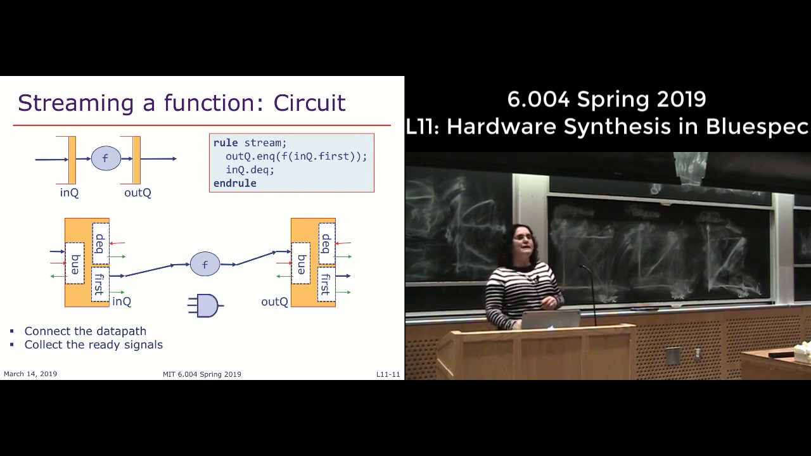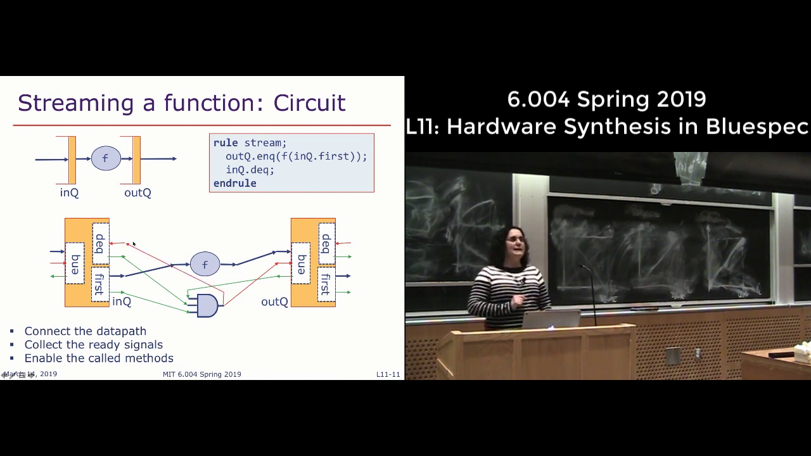So what we're going to have to do is take all of our ready signals and AND them together. We're going to take the ready signal from the first method, the dequeue method of our in queue, and the ready signal from the enqueue of our output queue. Sorry, this is very hard to say. Together, these tell us when we can actually execute this function. And so this is going to produce the enable for both the enqueuing into my output queue as well as my dequeuing from my input queue.